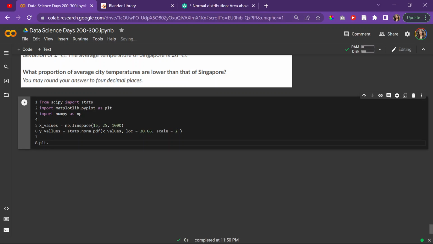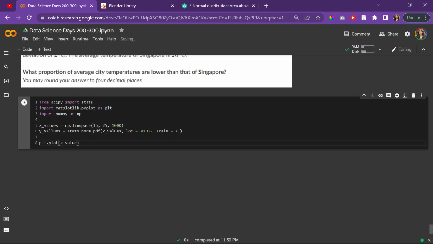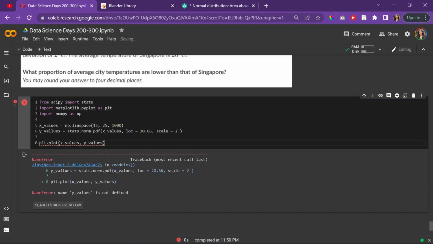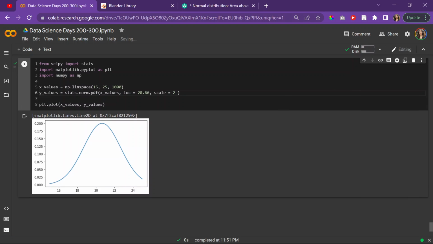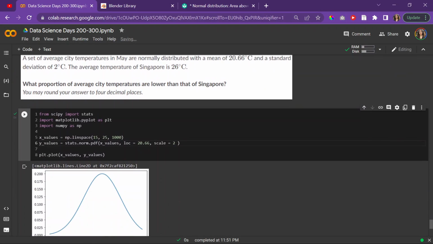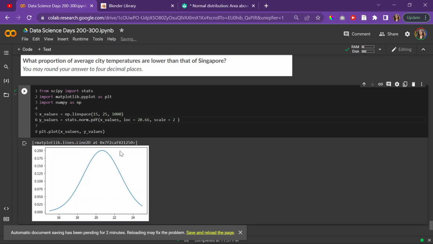But now we're going to use plt, which is matplotlib, and the plot function, and we're going to plot the x values and the y values. What did I do? Okay, I'll delete that and run it again. You should see a fairly normally distributed graph, because it's telling us that it's normally distributed. What does that mean? It means it's symmetrical and the mean is at the peak of the graph. So 20.66 should be in the middle, right?